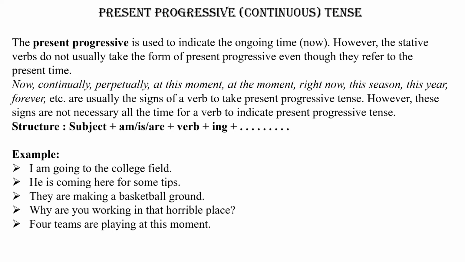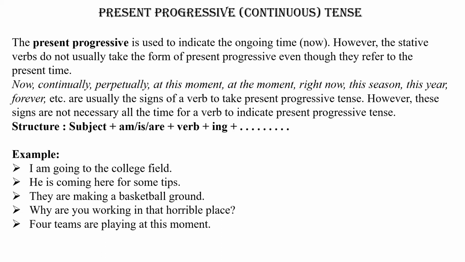The structure of present progressive tense is subject plus to be verb plus main verb plus ing plus the predicative part. I am going to the college field. He is coming here for some tips. They are making a basketball ground. Why are you working in that horrible place? Four teams are playing at this moment.